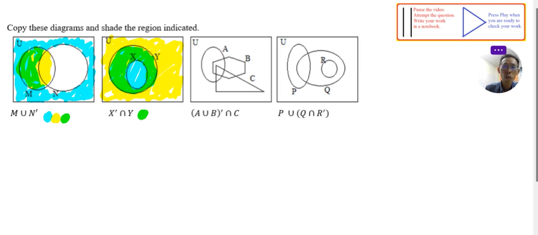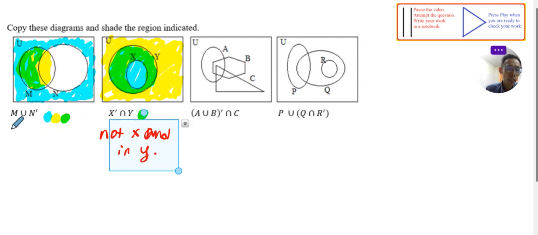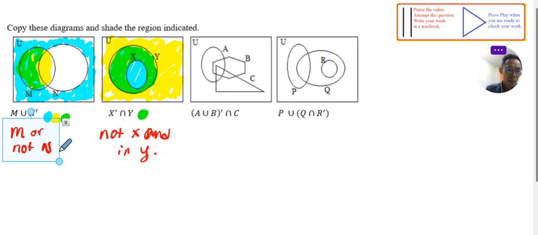This means out of. So if you're going to write this here, how do you write this? This is not X and in Y. This one is M or not N. This is how I would read it. Okay, so this one is more complicated.